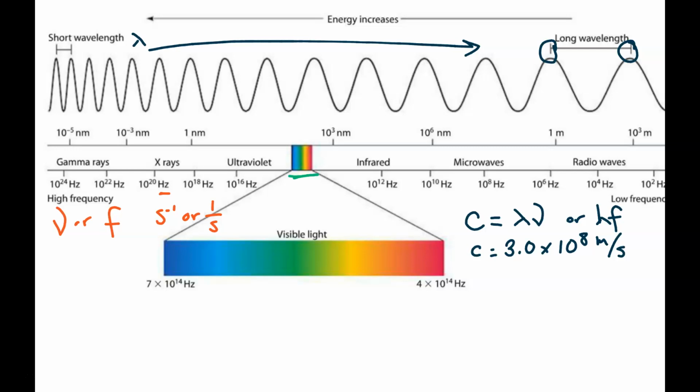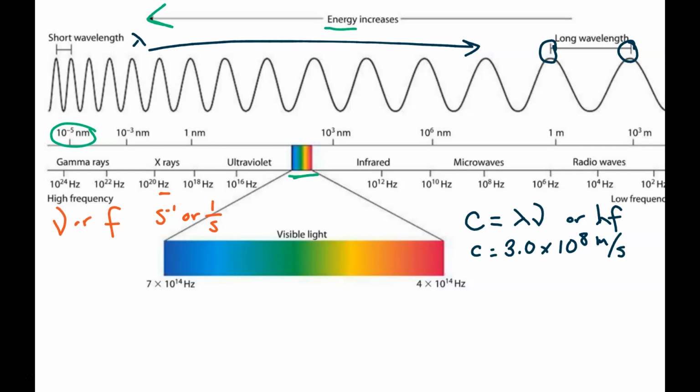The other thing in this diagram is thinking about energy. And in our case, energy is increasing as we go to the left, which tells me that energy and wavelength are inversely proportional to each other. A very small wavelength, like our gamma rays, has a very high energy. And our very long wavelengths, like radio waves, have lower energy.